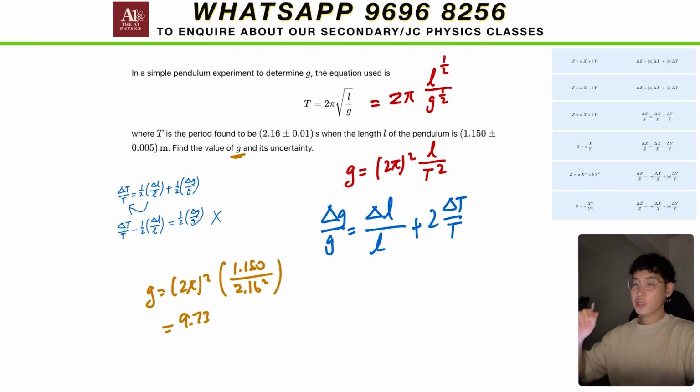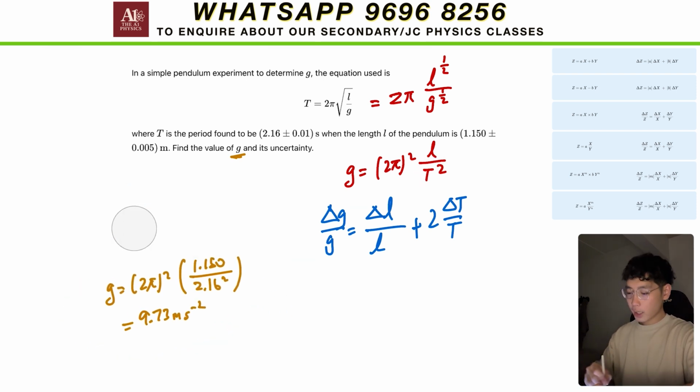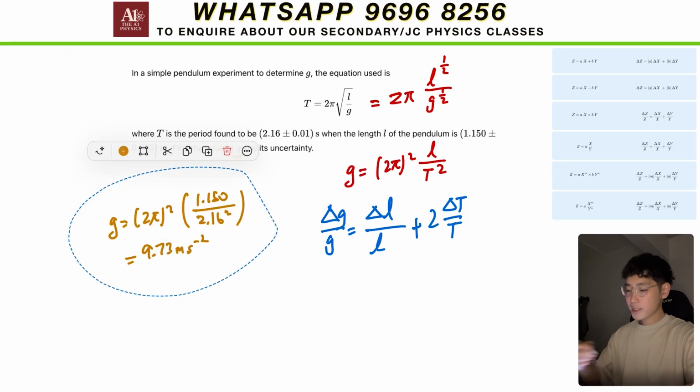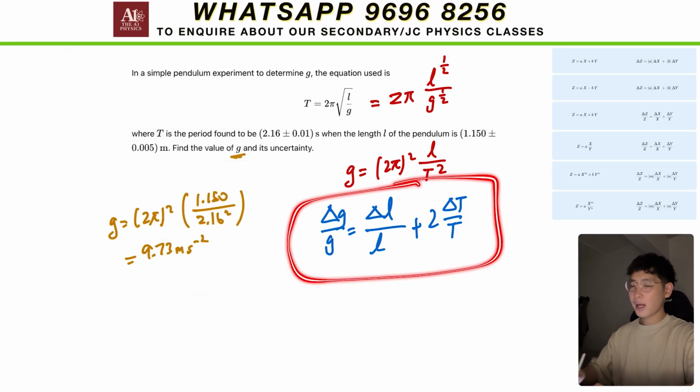And of course, we have to make sure that we include the units every single time. So over here, the unit of g is L over T squared, right? L, the unit is meters, and time, the unit is seconds. So the unit of g will be meter second to the power of minus 2, since it's L over T squared. Okay, so now this one is the actual value of g. So how do we find the uncertainty of g? We sub this actual value into our uncertainty equation.